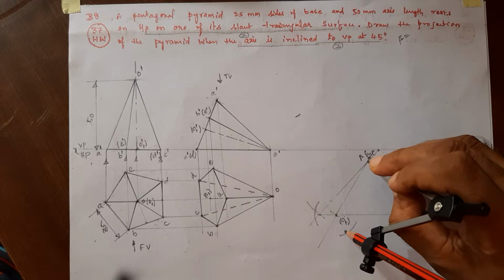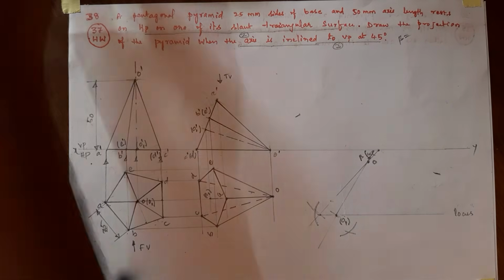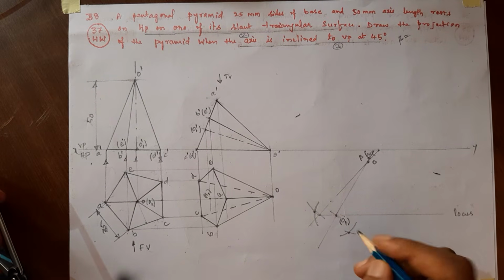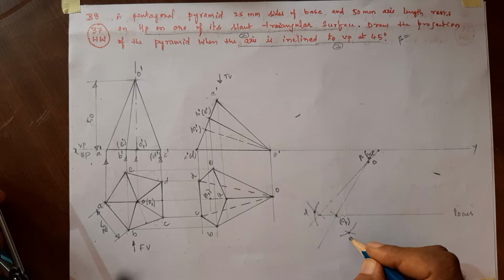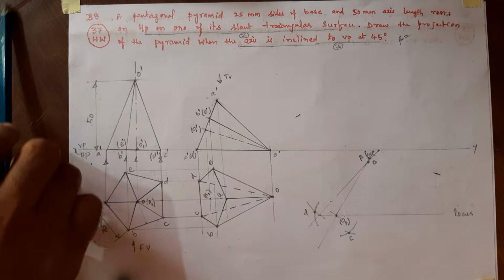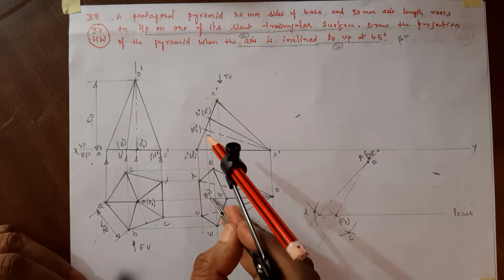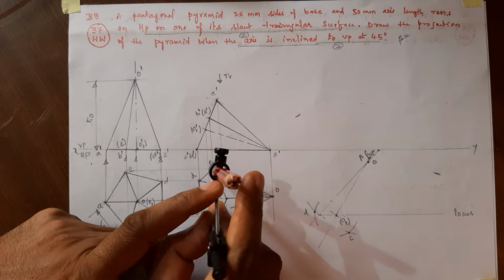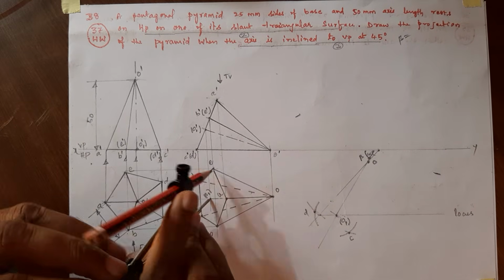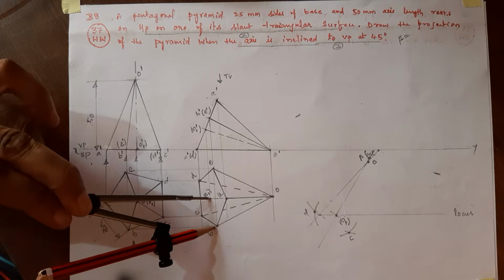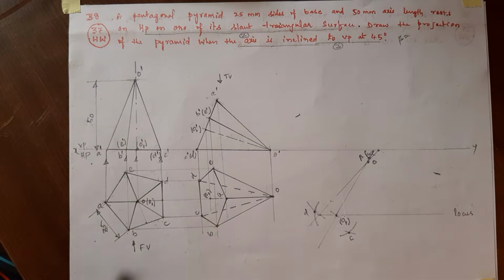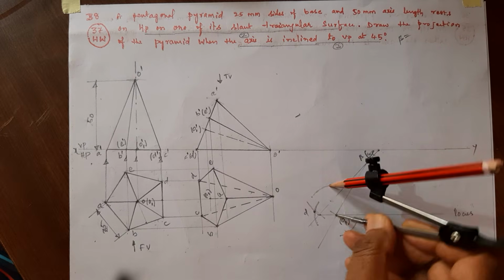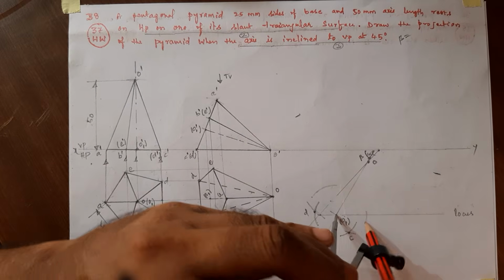Now see, you will get 2 points. Now this point is D and this point is C. Similarly, get the other points also. Now see, O1 to E. O1 to E is also equal to O1 to B. So therefore keep the compass at O1 and draw two arcs on both sides of the line.